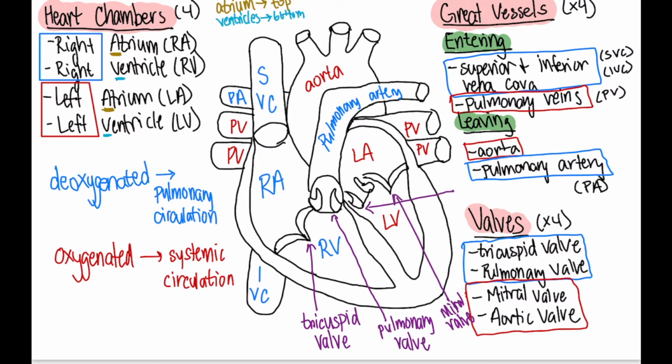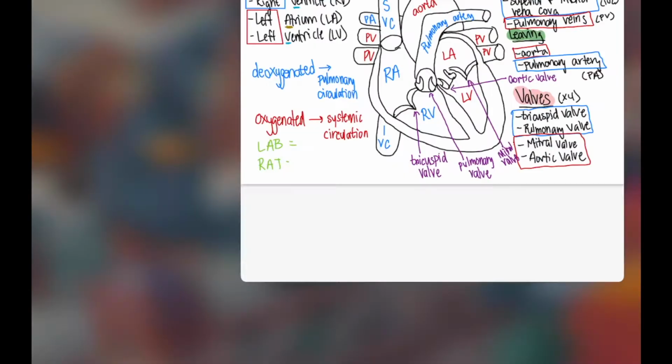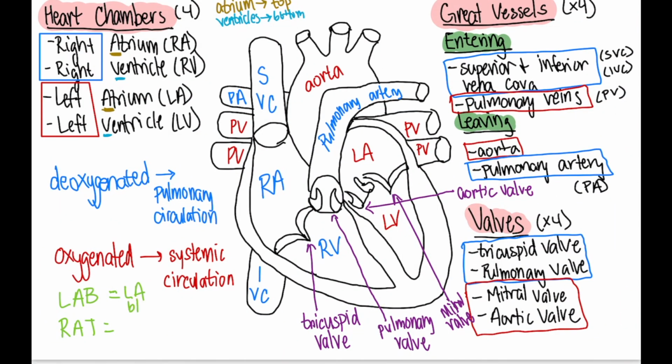So I actually have a really cool mnemonic, and it's called Lab Rat. And it can help you to remember the valves, specifically tricuspid and bicuspid. So LAB will stand for the left atrium, which is the bicuspid valve, and the RAT will stand for right atrium, which is tricuspid. And remember, bicuspid is the same thing as the mitral valve.